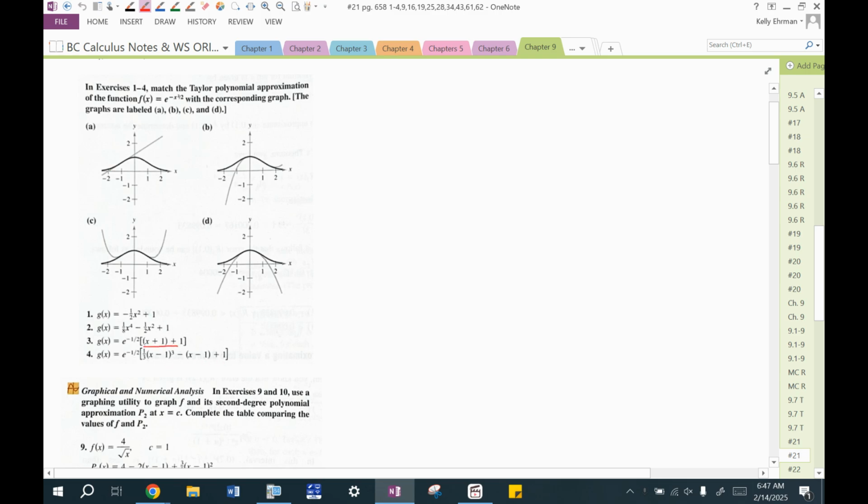Now this one is linear multiplied by e to the negative 1/2. Remember, e to the negative 1/2 is just a constant. It's just a number, so that would be like the slope of this line. So yeah, this has to be A.